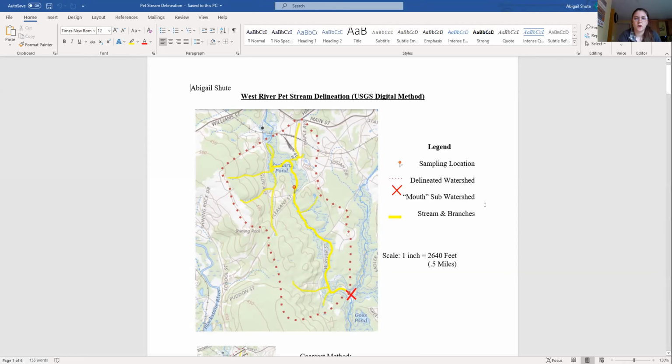Yeah, so I used the draw tool, but I found it easiest to start by marking my sampling location, which I don't know if you can see my mouse, but it's this thumbnail point right here. That made it easier for me to determine which direction was downstream. I did have the option to use the north arrow and try to orient myself like that. But I just pictured myself as if I was there because usually Glen Avenue is on my right side. So I used that to determine that downstream would be down by Goss Pond. And then that's the mouth of the sub watershed. And then I highlighted all the streams and the branches through the topography.